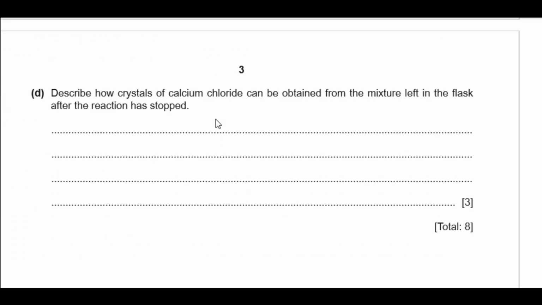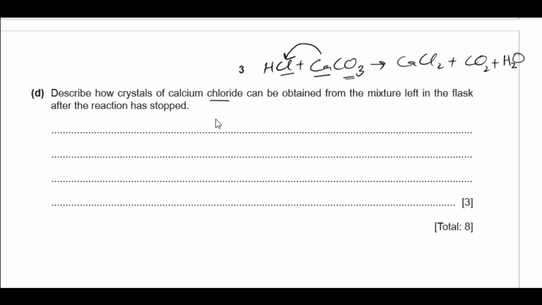Describe how crystals of calcium chloride can be obtained from the mixture left in the flask after the reaction has stopped. I hope you remember that we used HCl and it was reacted with calcium carbonate producing calcium chloride. This calcium reacted with this chloride forming calcium chloride. From here carbon dioxide was given off and the oxygen left here combined with the hydrogen of the acid to form water. You remember that only SLM chlorides are insoluble: silver, lead, mercury. These are insoluble substances while calcium chloride is a soluble substance.